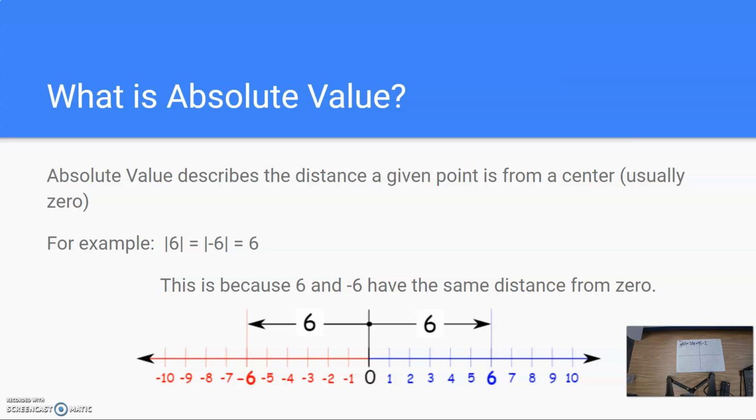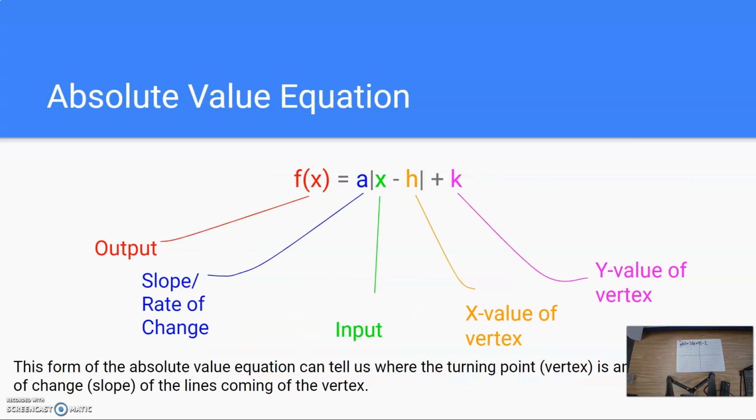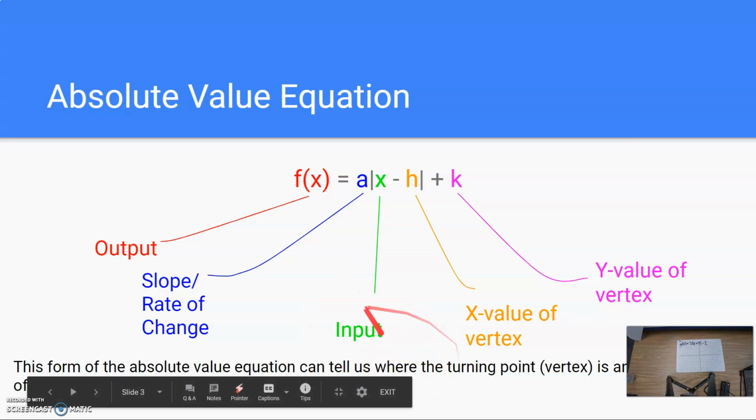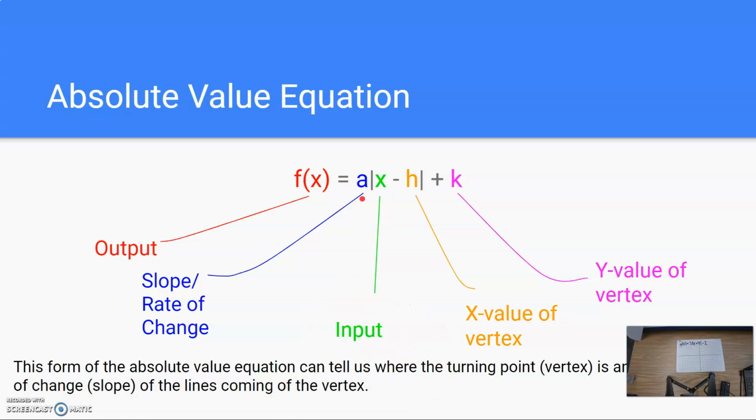Now, when we want to look at the equation for an absolute value function, it looks a little different. So here's our basic equation. F of x and x are still there. F of x is just our output. X is what we're going to use for our input. And then there's all these little extra letters, A, H, and K.